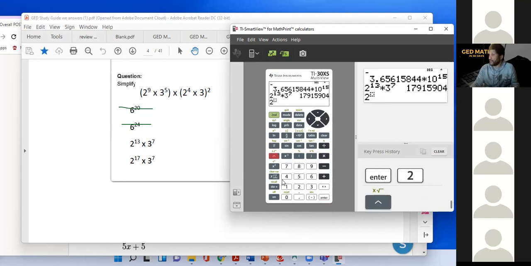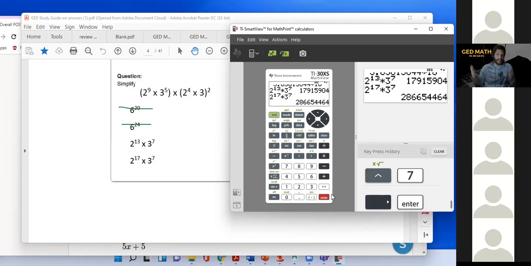2 to the 17th times 3 to the 7th. See if we get the same thing. Ding, ding, ding. Done. That's no exponent rules.